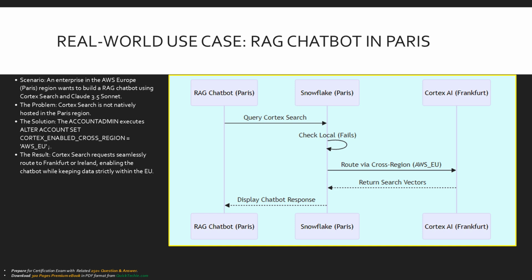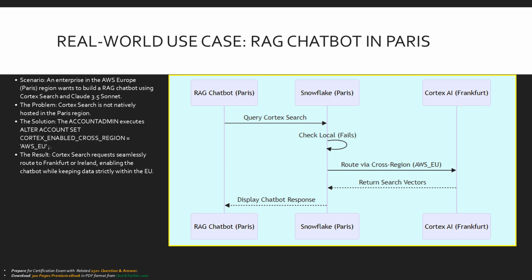The solution: the Snowflake administrator executes the alter account command, setting the Cortex-enabled cross-region parameter specifically to AWS_EU. The result is immediate. When the application issues a Cortex Search query, the workload is seamlessly and securely routed to a nearby European region like Frankfurt or Ireland that supports the compute. The enterprise gets their state-of-the-art chatbot, avoids data egress fees, and critically, keeps all data processing strictly within the European Union compliance boundary. This sequence diagram details our RAG chatbot scenario in action.